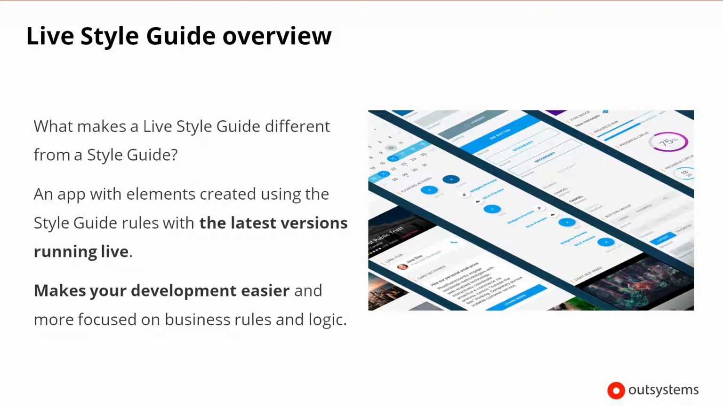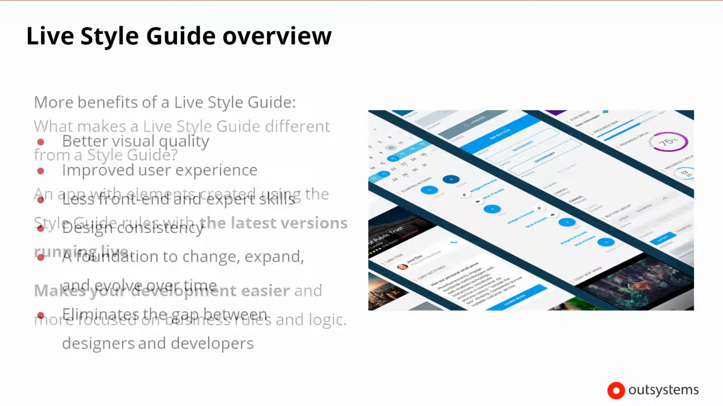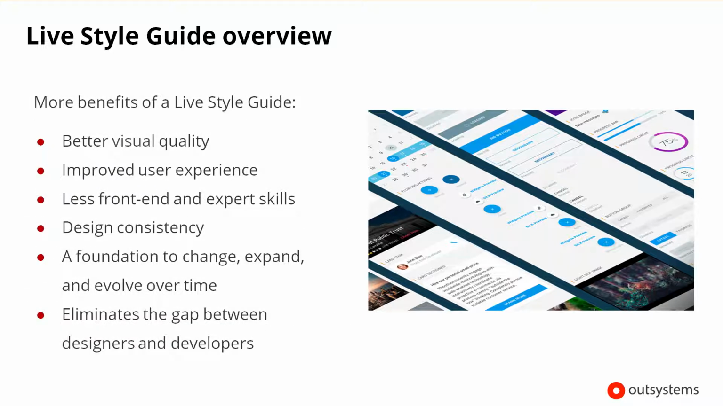As a result, it makes your development easier because implementation requires less coding and allows you to have more time to focus on the business rules and logic. Besides providing living elements that make the development easier, the live style guide has more benefits, such as the application having a better visual quality, an improved user experience using the application, less need for front-end and expert skills when implementing, a better design consistency throughout the entire application, a foundation that can change, expand, and evolve over time, and the elimination of the gap between designers and developers.